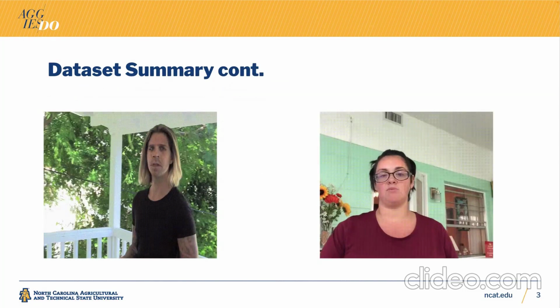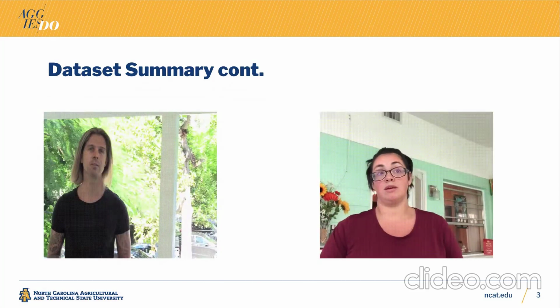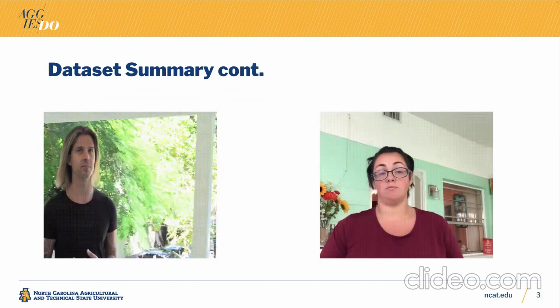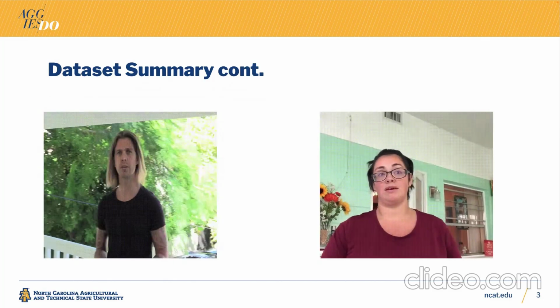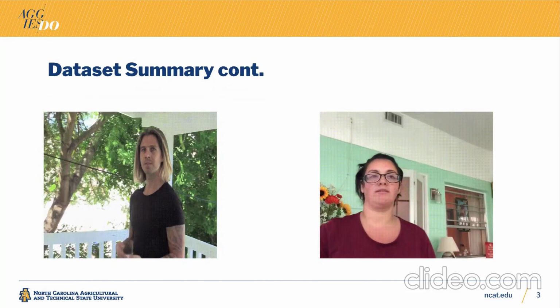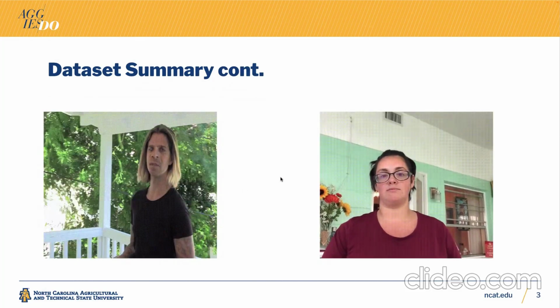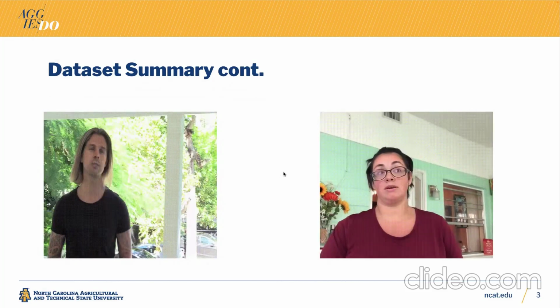Here are two examples of what that deepfake would look like. On the left, it's a little bit more obvious than the one on the right, but they are both deepfakes. I just wanted to give you an example before moving on with the data that we're working with.